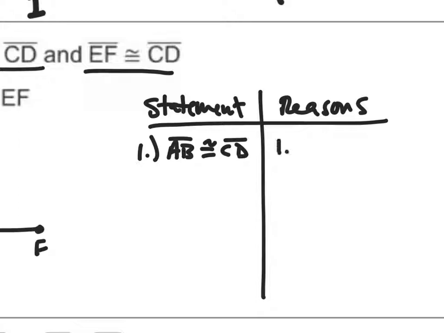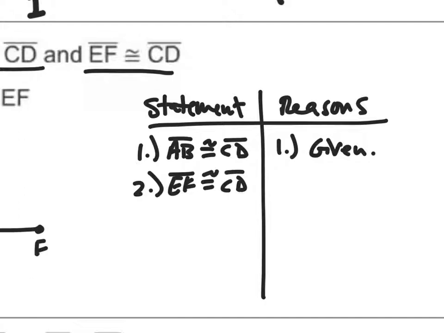Happy birthday. Birthday came early. It's given to you. It's a gift. Number 2 is that EF is congruent to CD as well. Again, someone's thinking about you. Someone gave you a gift. And what do you say, Alan, when someone gives you a gift? Thank you. You're welcome.